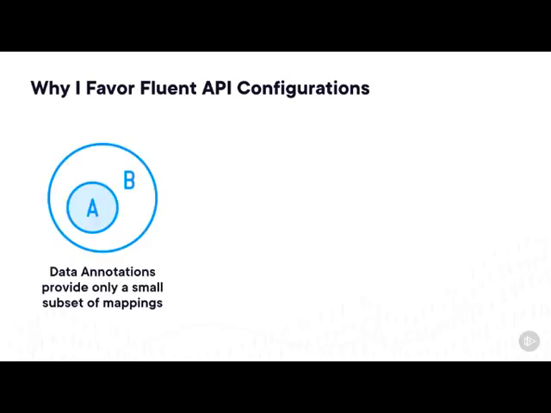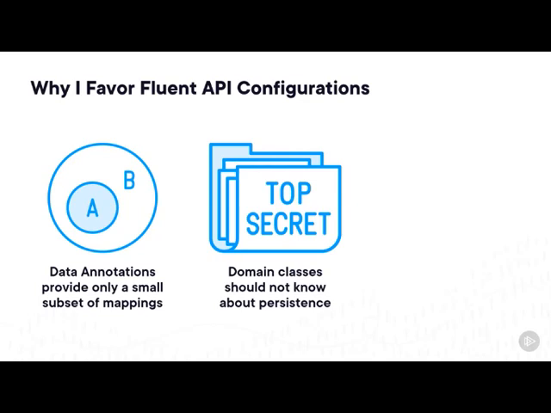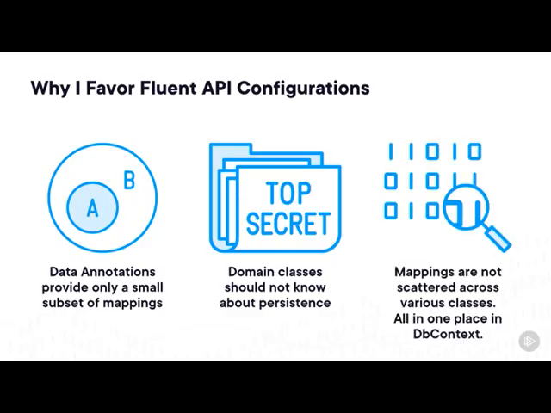All of the possible mappings are defined in the Fluent API, whereas only a subset are available as data annotations. The second is that I personally do not feel that my domain classes should have any awareness or any care in the world about how or where they'll be persisted. And because of that, it makes no sense to tell those classes about how to map to the database. A third reason is so that I don't have my mappings scattered across multiple entity classes, as well as some in the DB context. With all of my mappings in one place, I have better code readability and maintainability.